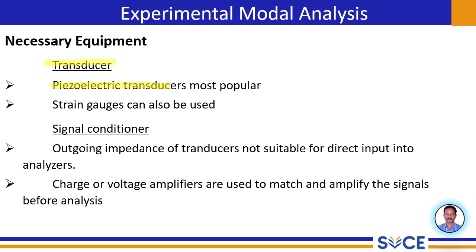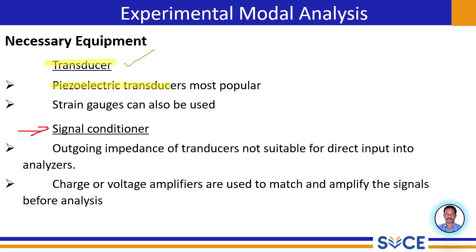Once our transducers have converted the physical vibration into electrical signals, these signals often need to be processed before they can be accurately analyzed. This is where the signal conditioner comes into play.